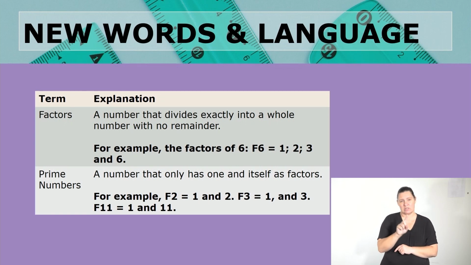And lastly, we have prime numbers. A prime number is a number that only has 1 and itself as factors. For example, the factors of 2 are 1 and 2. The factors of 3 are 1 and 3. The factors of 11 are 1 and 11. And of course, we have more prime numbers.